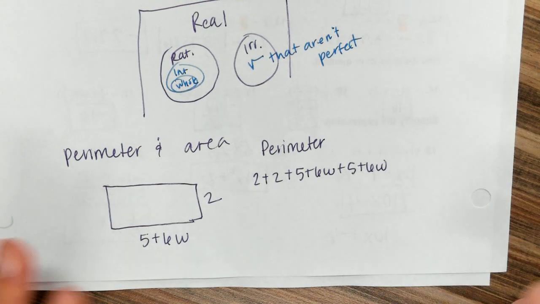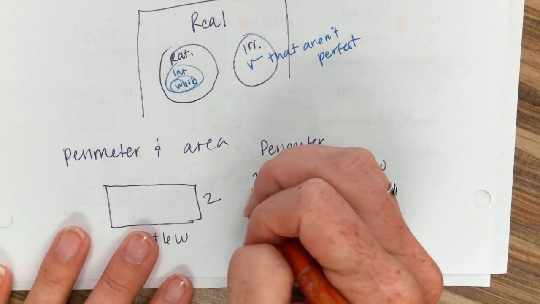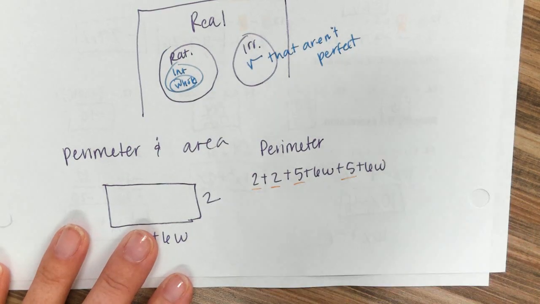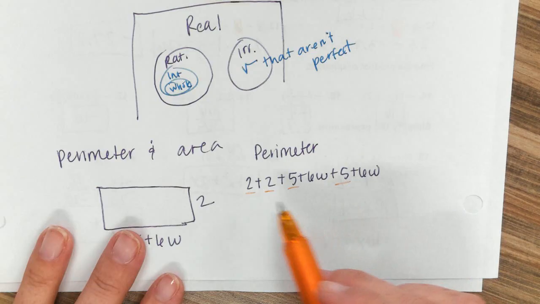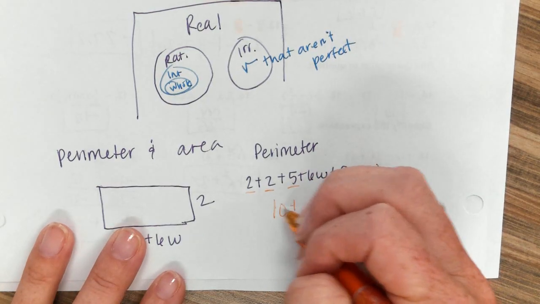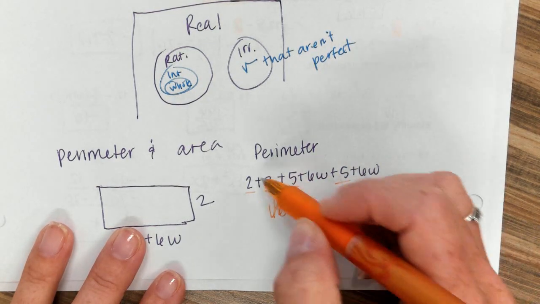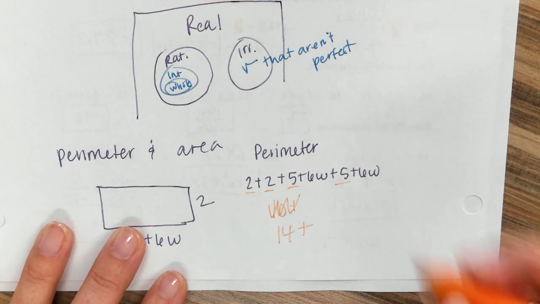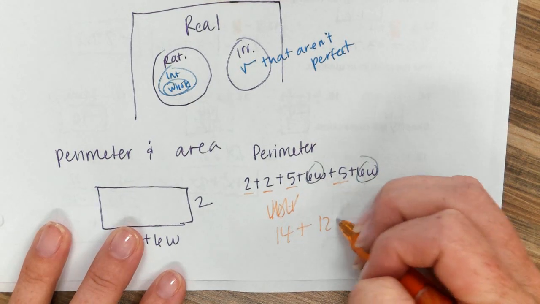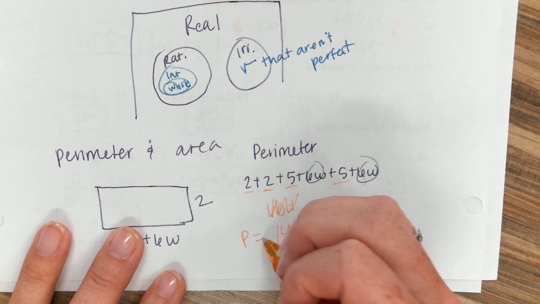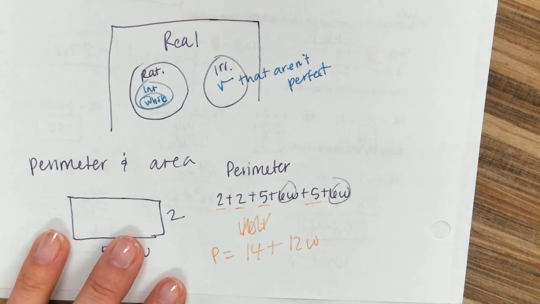And then you would just go combine your like terms. So I can combine numbers with numbers. So all those numbers could be combined together. So 5 plus 5 plus 2 plus 2, that's 10 plus 4 is 14. 10 plus 2 is 14, plus, and then I can combine my w's. 6w plus 6w is 12w. And that would be the perimeter of the shape.